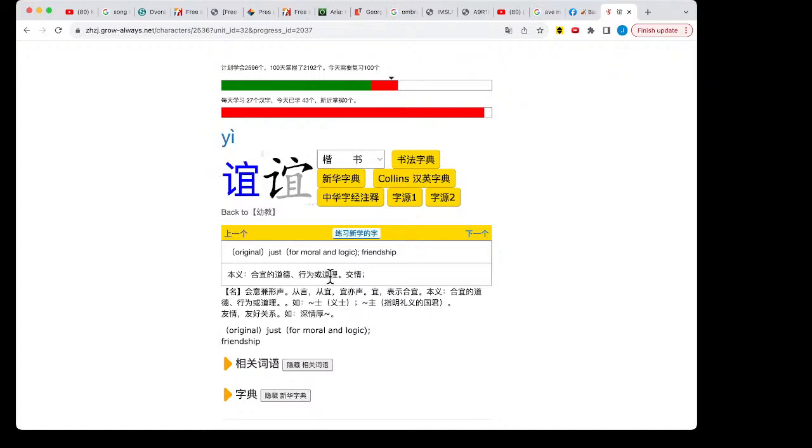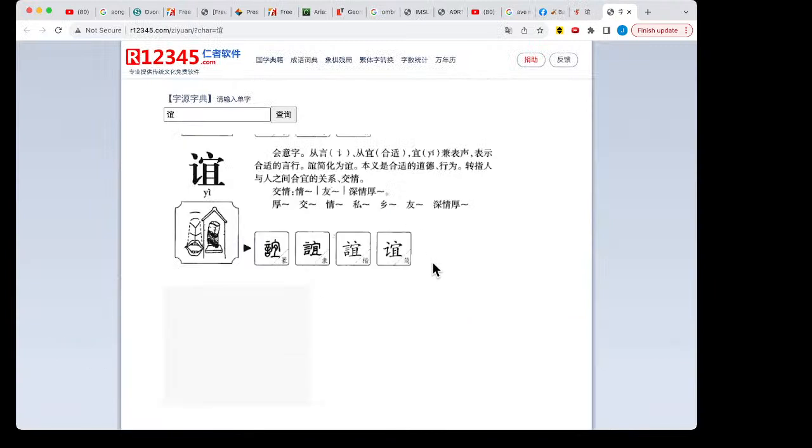So that's the original meaning. So now this 义 means good relationship. If 友谊, that means friendship. 情谊, 深情厚谊, that means you have a deep, intimate relationship with the person. Okay, and so let's take a look at this character.